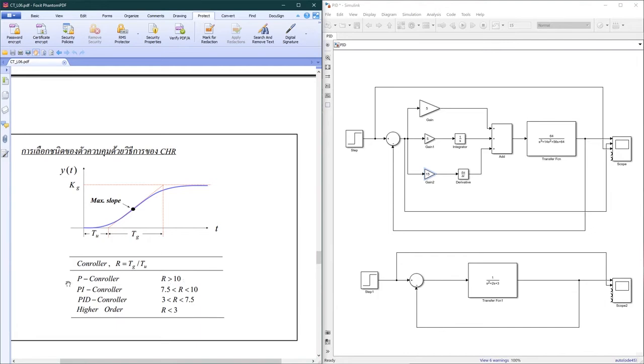If R is more than 10, we will use only P control. When R is more than 10, it means that TG is much higher than TU, implying that the slope is very low. It means that the system is very slow. If the system is already slow, it should not use D control, so we will use only P control.